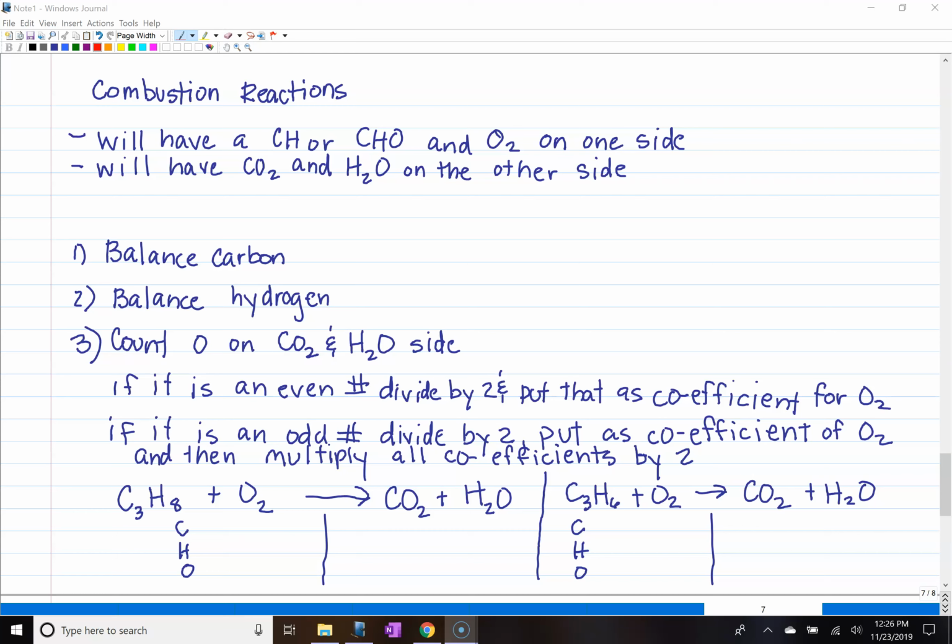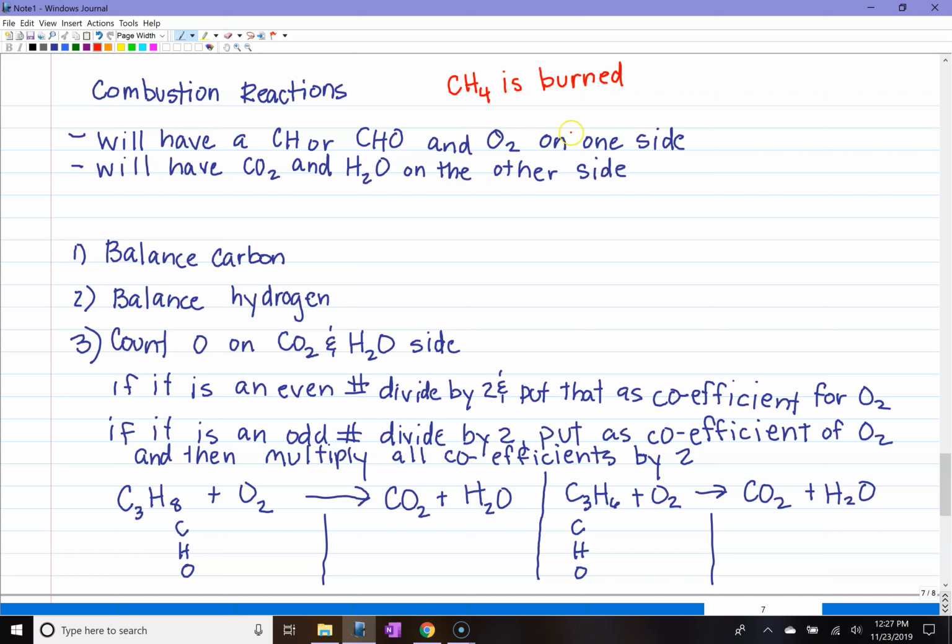If you see the words that, for instance, CH4 is burned, then that would mean you would add O2 to the reactant side. So your equation would be CH4 plus O2. On the other side, you're always going to have carbon dioxide and water. So this would produce CO2 plus H2O.